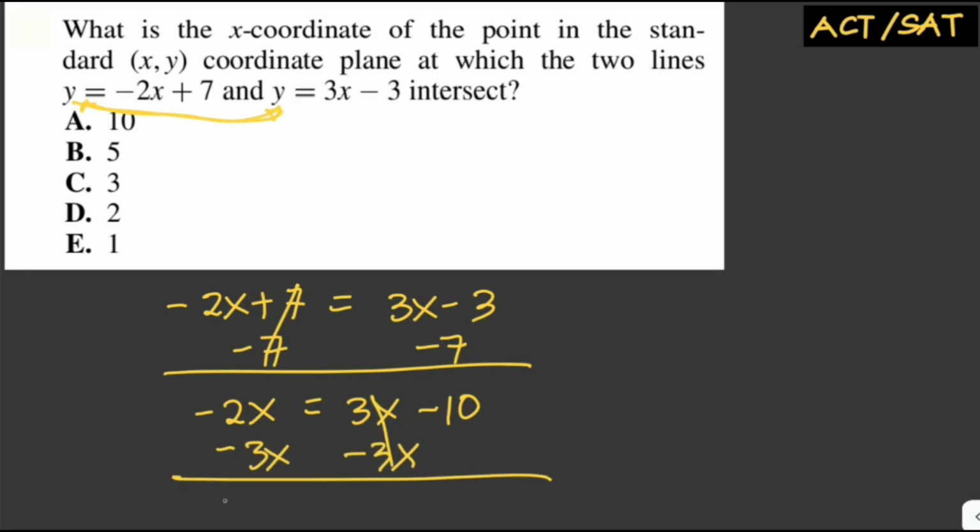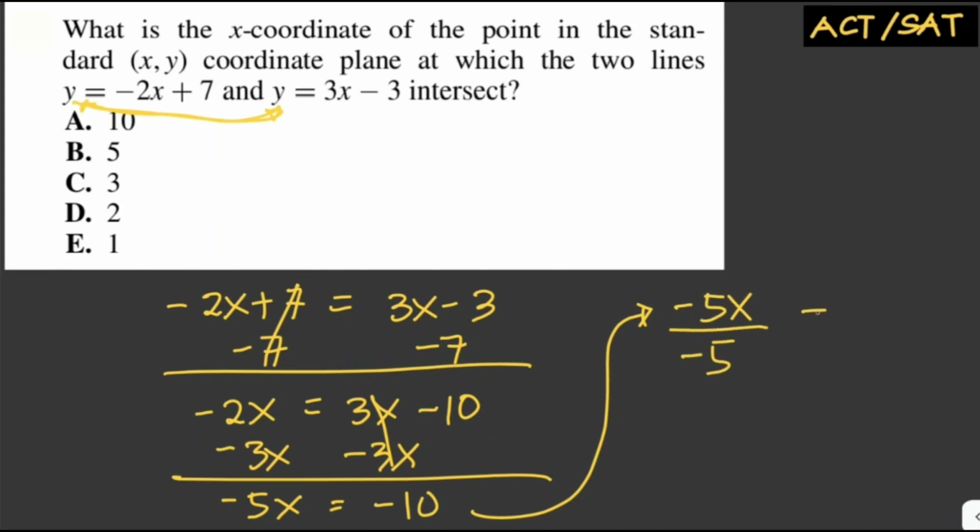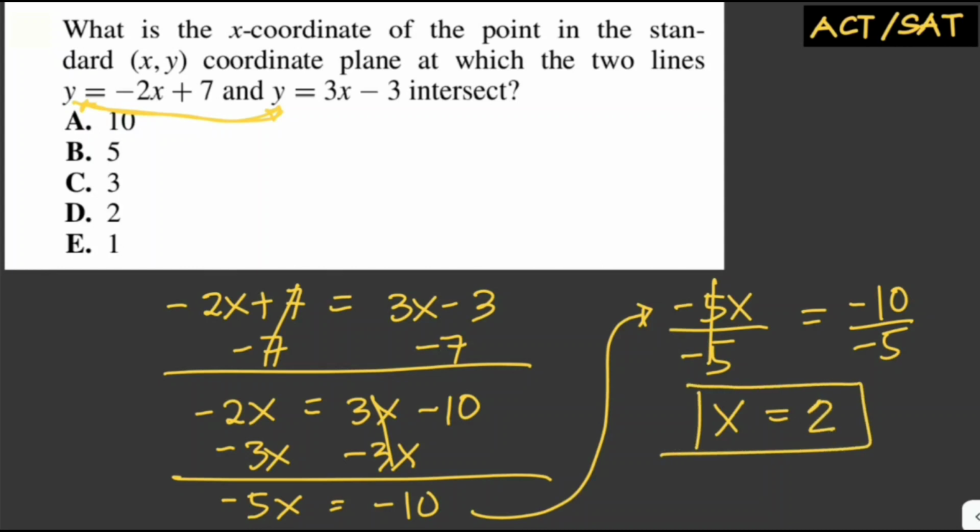Then we have negative 5x equals negative 10. Then we divide both sides by negative 5 to solve for the value of x. Negative 10 divided by negative 5, so that is positive 2. So the value of our x coordinate is equal to 2. So the answer here is letter D.